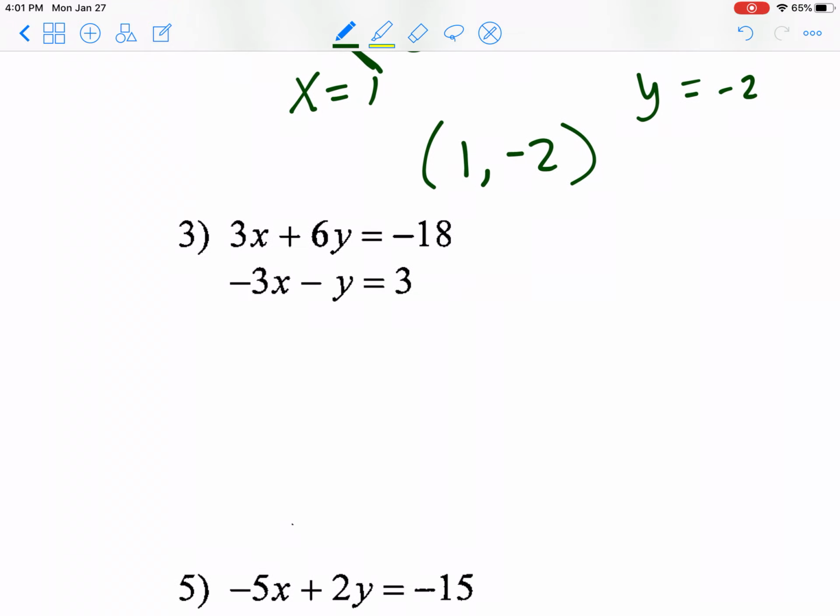I recommend that you pause the video and try out number 3 on your own. See if you can solve this one.